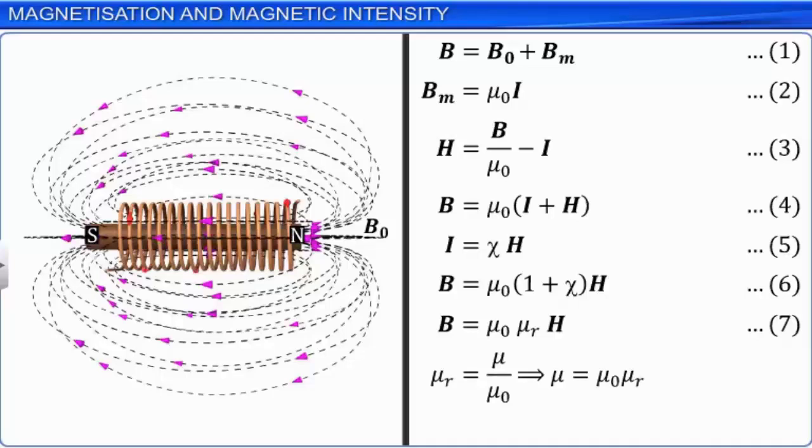Let us have a look at the magnetic susceptibility of some elements at 300 Kelvin given in the following table. Here, it can be seen that in the case of diamagnetic substances, the value of magnetic susceptibility is small and negative. And in the case of paramagnetic substances, the value of magnetic susceptibility is small and positive.